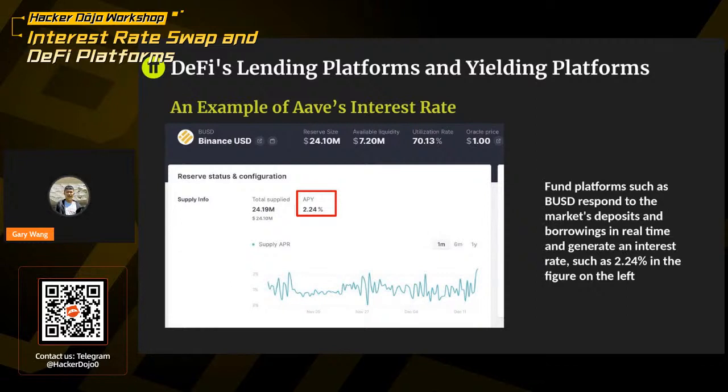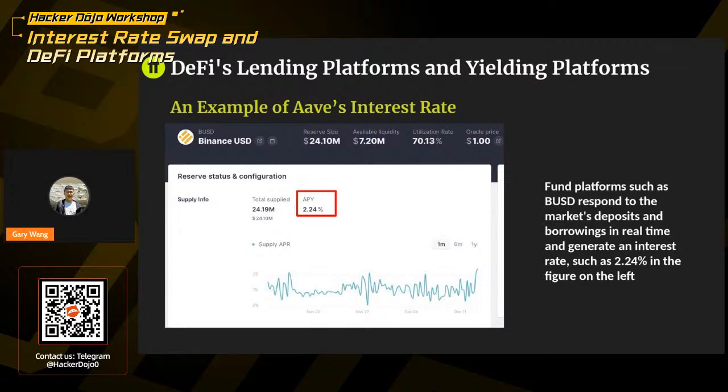So the figure on the left-hand side of this slide is a snapshot of the Binance USD market maybe 2 weeks ago. And you can see that the annual percentage yield is 2.24 at this moment. But as you can see on the curve line below, it is constantly fluctuating. So it does not stay constant.